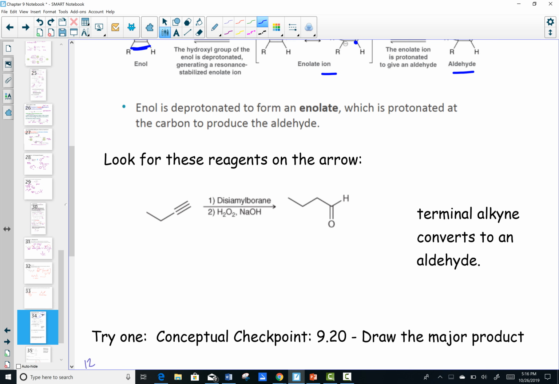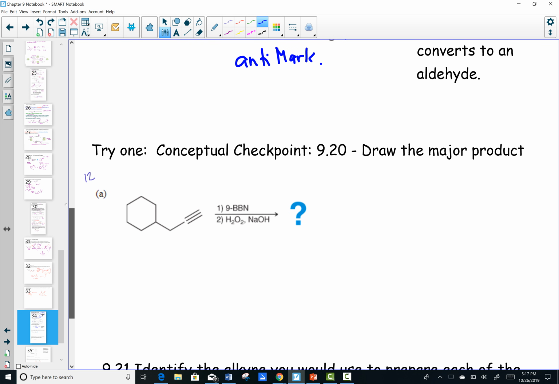So look for some of these reagents on the arrow. If I see a terminal alkyne, and I see any type of boron in the presence of peroxide, those are key to know it's anti-Markovnikov, and it will go on to produce the aldehyde, just meaning that the carbonyl carbon is going to be placed at the end of the terminal chain instead of interior where the ketone would be drawn. So let's take a peek at this one.